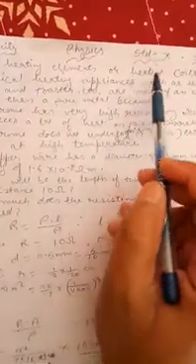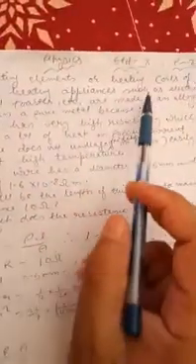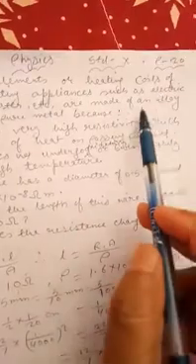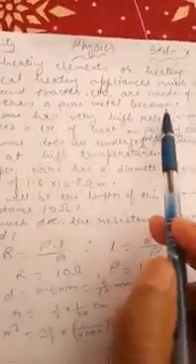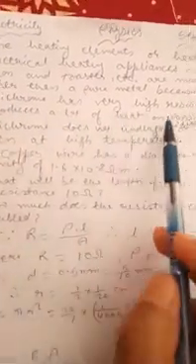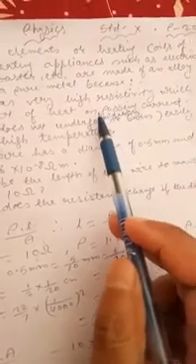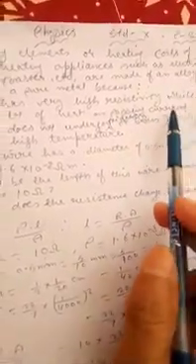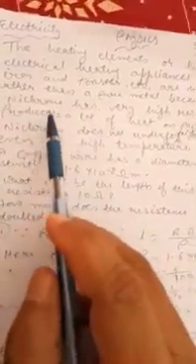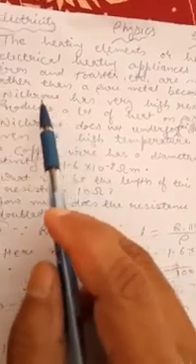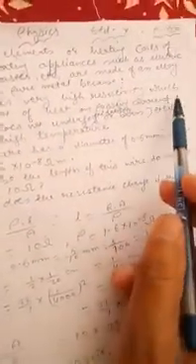Then the question arises: the heating elements or heating coils of electrical heating appliances such as electric iron and toasters are made of an alloy rather than a pure metal. Why? Because nichrome has very high resistivity, which produces a lot of heat on passing current, and this causes the heating effect to be more and more. That is why nichrome is used in heating elements like in an electric heater.